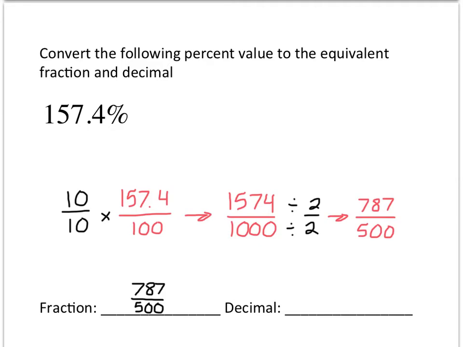Now for the decimal, again, the nice thing is that dividing 157.4 by 100, in terms of a decimal, literally just means I'm moving this decimal point 2 spots to the left, which is pretty easy. You can see I did that up there on the original number. So if I move it to the left by 2, my new decimal is now 1.574.